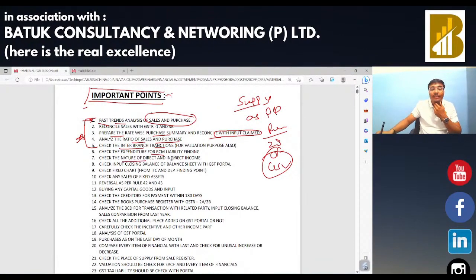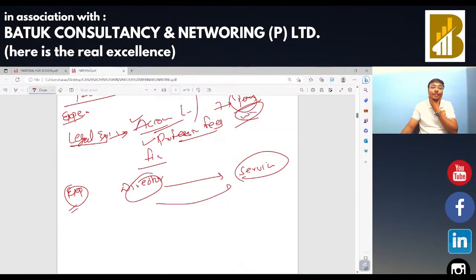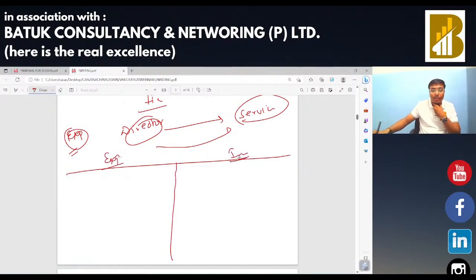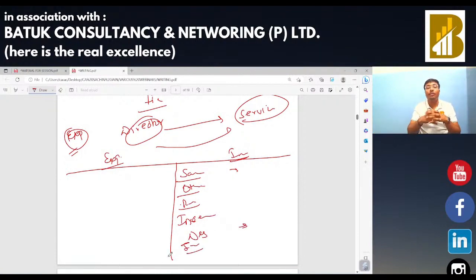Next, check the nature of direct and indirect income. Sir, the expenditure side is done. When I check the financial statement, this is called my expenditure side, and this is called my income side. Suppose sales is my income. Also other income, other revenue, incentive, discount, interest, these types of terms are also there.